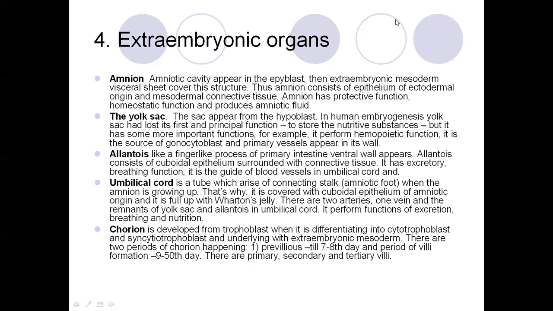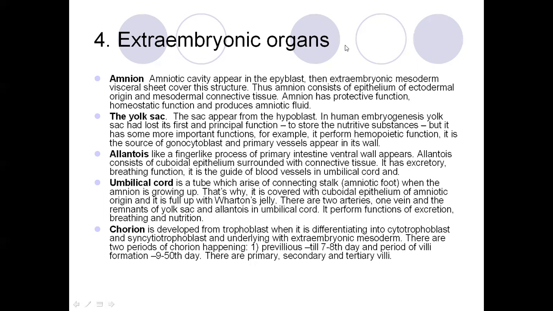Chorion is developed from trophoblast when it is differentiating into cytotrophoblast and syncytiotrophoblast, and underlying with extraembryonic mesoderm. There are two periods of chorion development, pre-villous stage and villous stage. Pre-villous till the 7th-8th day, and a period of villi formation, or villous stage, from the 9th to the 15th day.